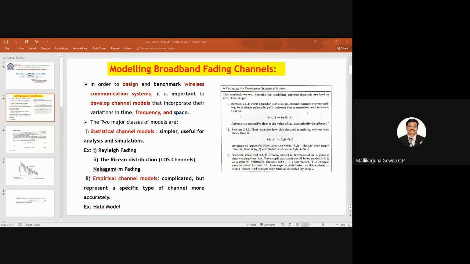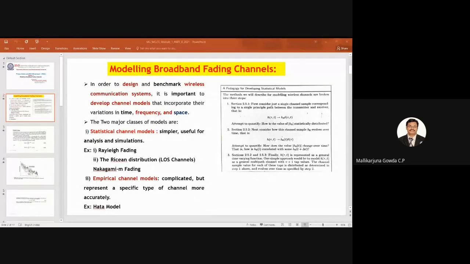That is why I wrote the impulse response of the channel as h of tau comma t. You know what is tau and what is t: this is the delay and this is the time. So the channel impulse response I can write as h naught into delta of tau comma t. Here we are trying to quantify how the value of h naught, that is the channel gain, is distributed statistically. That is the first task.